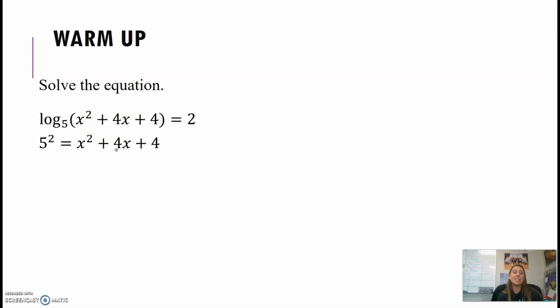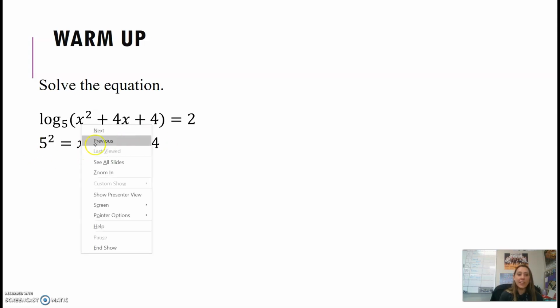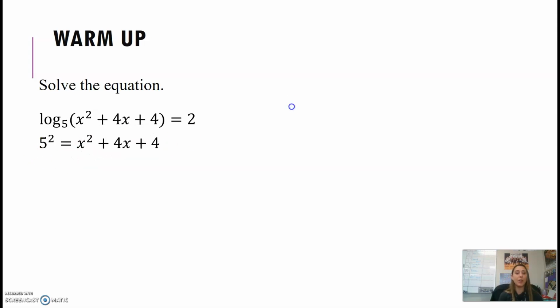So since my base is 5, and a logarithm always equals a power, I can write 5 squared is equal to whatever this is inside the parentheses, so is equal to this. So then this isn't as hard as it looks now. Now I can figure this out. This looks like something that I've done before. Well, 5 squared is 25. So we get 25 is equal to x squared plus 4x plus 4.